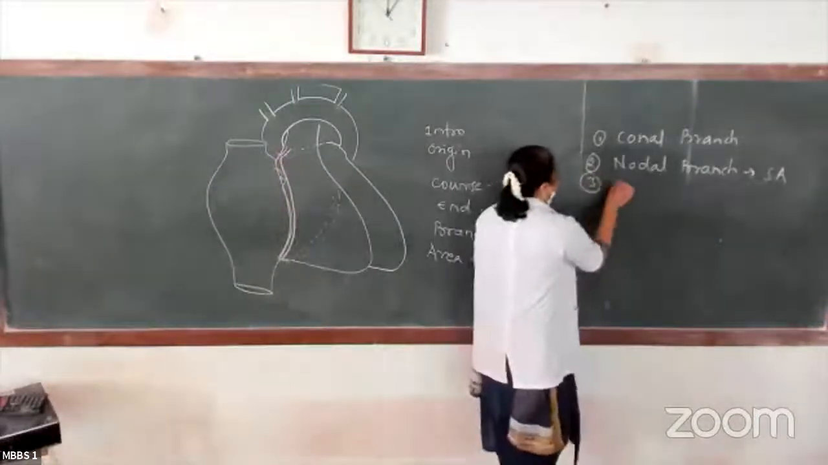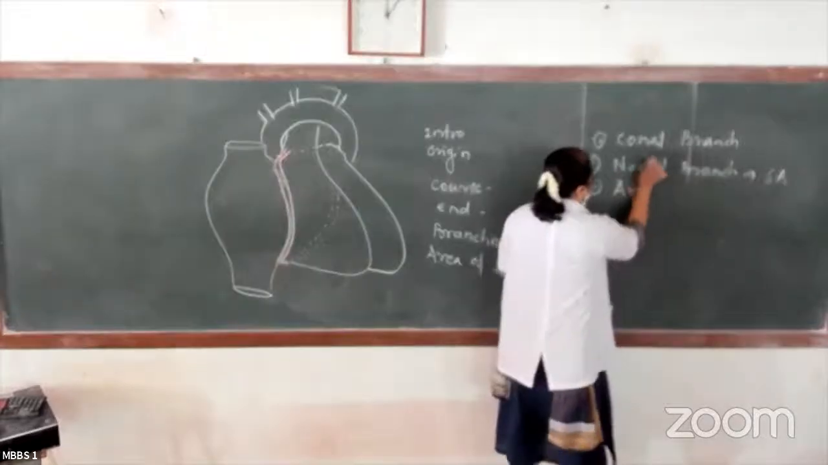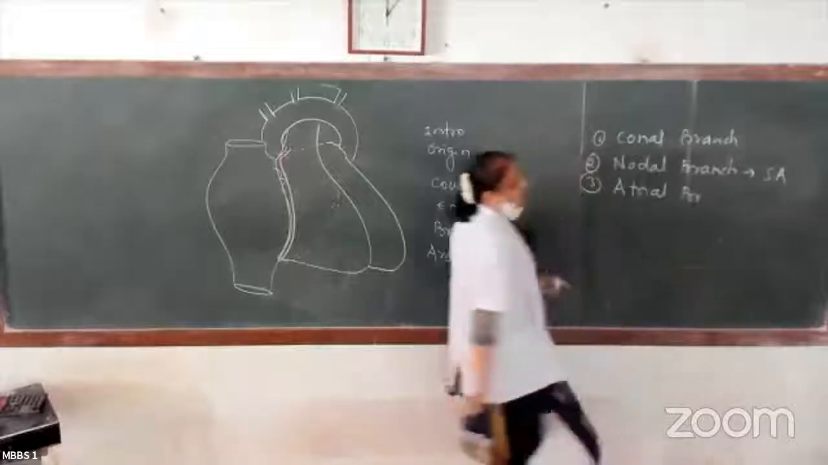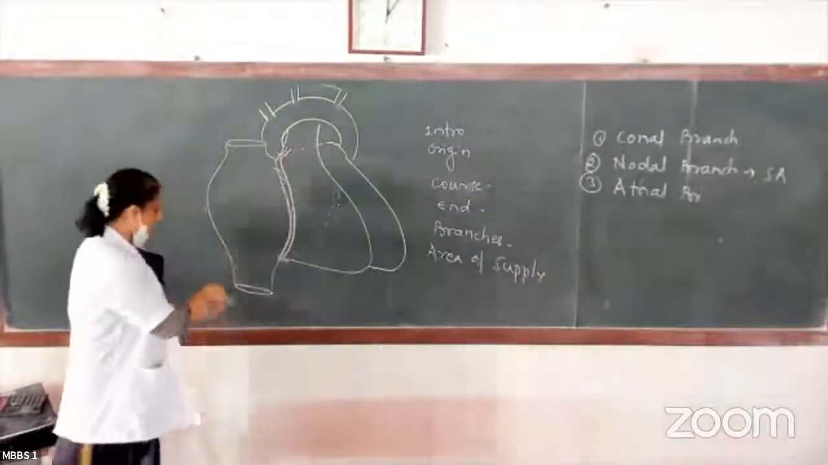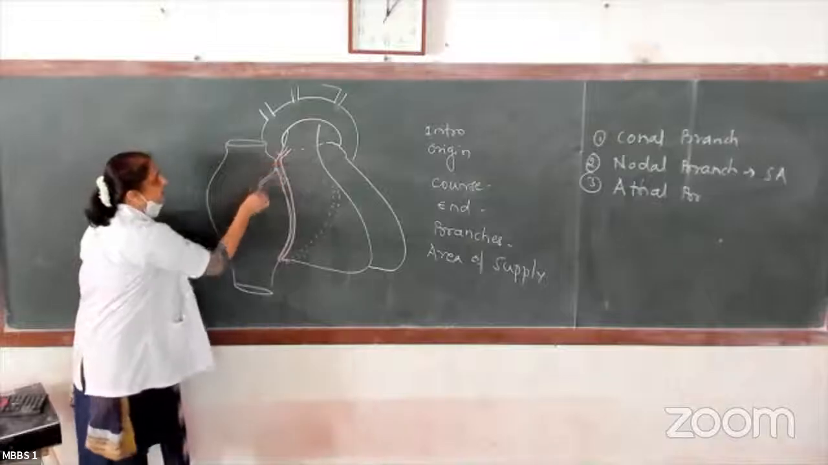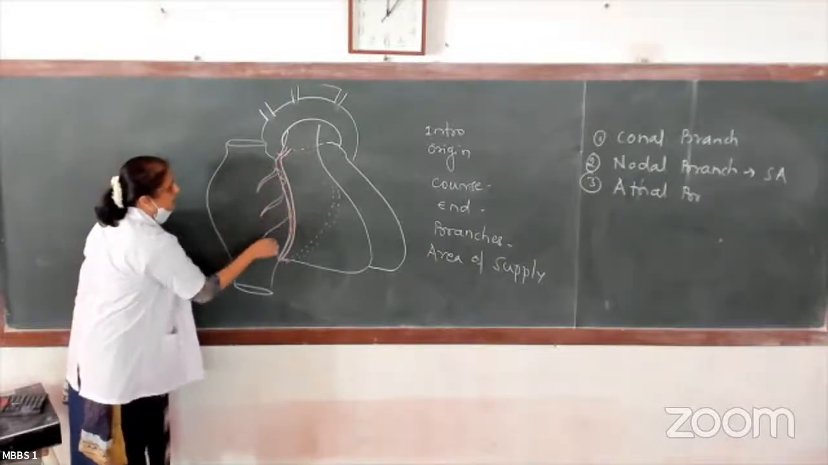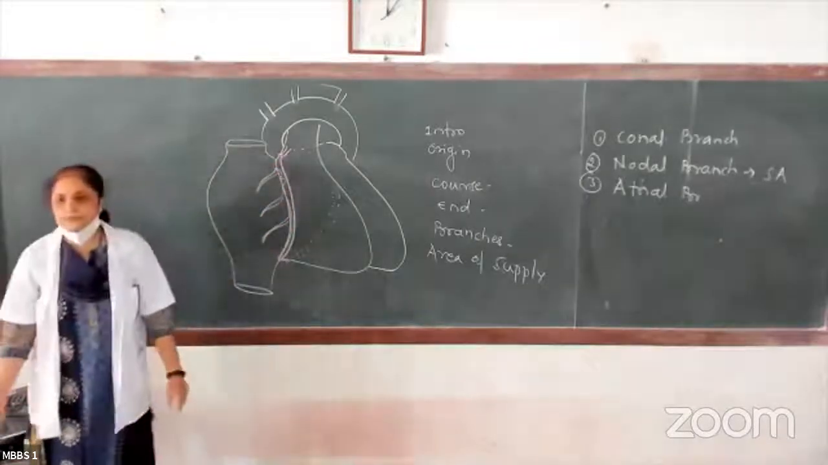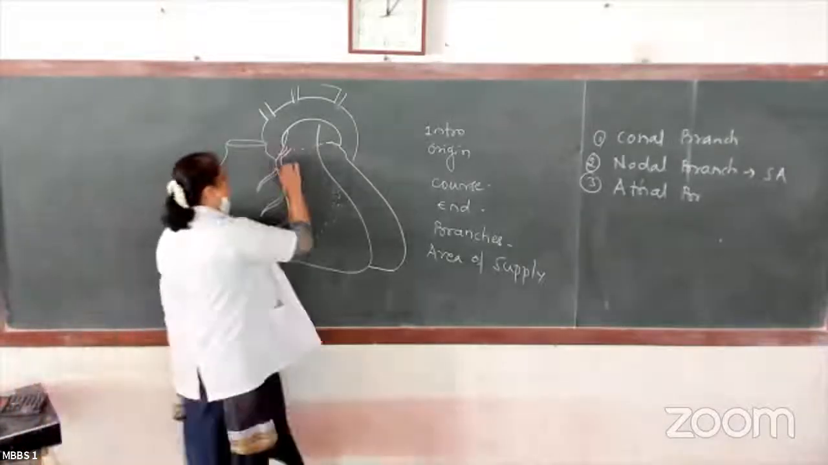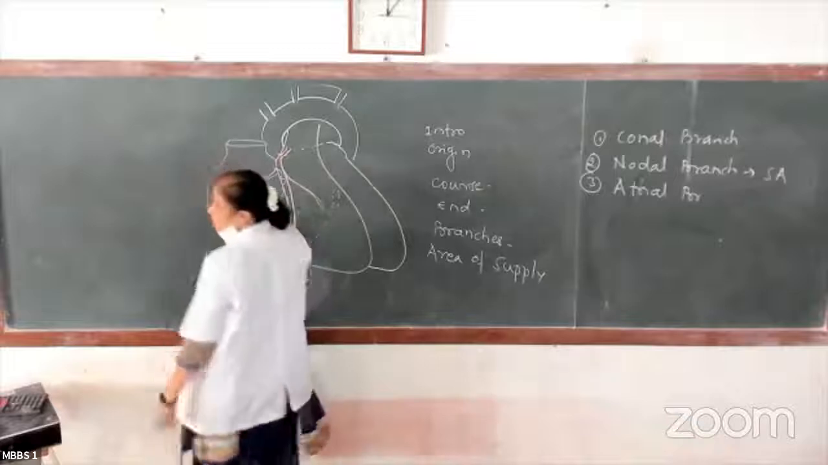The third branches are called the atrial branches. What are the atrial branches? Whenever it is passing through the coronary sulcus, it is giving 2 to 3 atrial branches to the right atrium. Now after that, it is giving some ventricular branches.